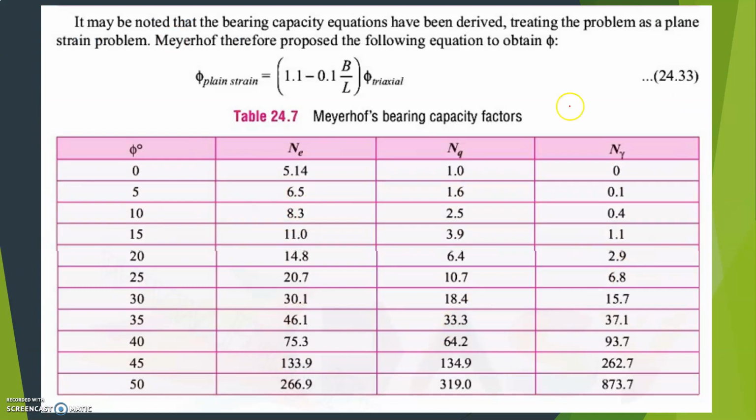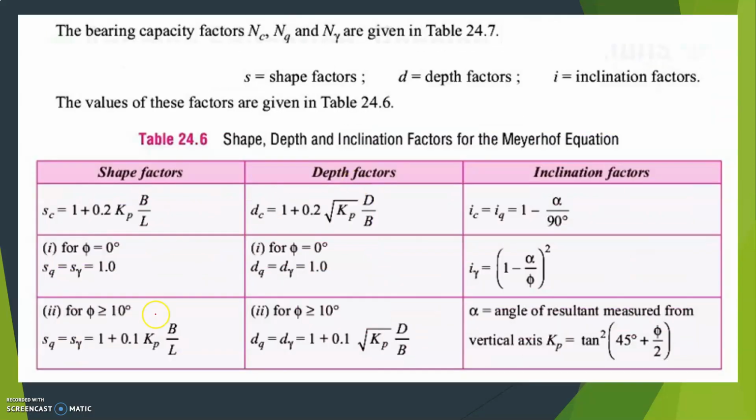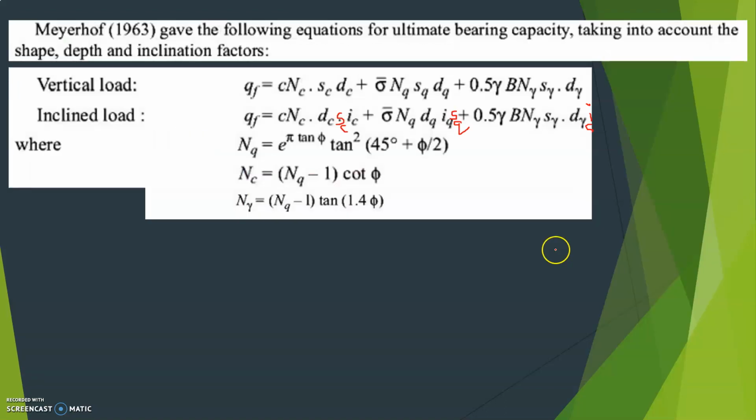You should know how to refer to these table values for the different phi values, there is no need to remember them. And these are the shape factor formulas. If phi is equal to 0, you can directly take it as 1. If phi is greater than or equal to 10, you have to use this formula. Similarly for the depth factor, and as well as for the inclination factor. And then these are the equations for the vertical load and for the inclined load.